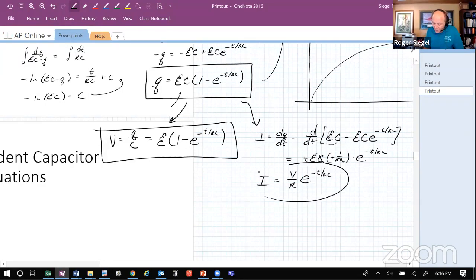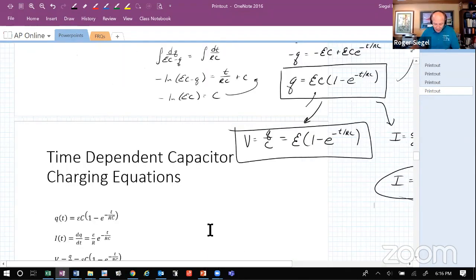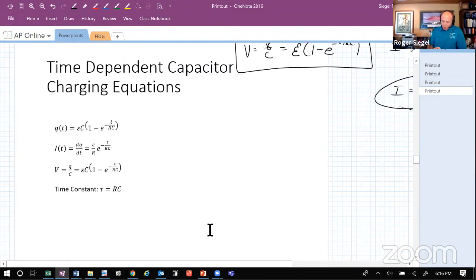And this, ladies and gentlemen, our final formula, that is an exponential decay. And so let's take a minute and come down over here and see what this looks like. We've got the time-dependent capacitor charging equations, and these are the ones that we have in front of us.